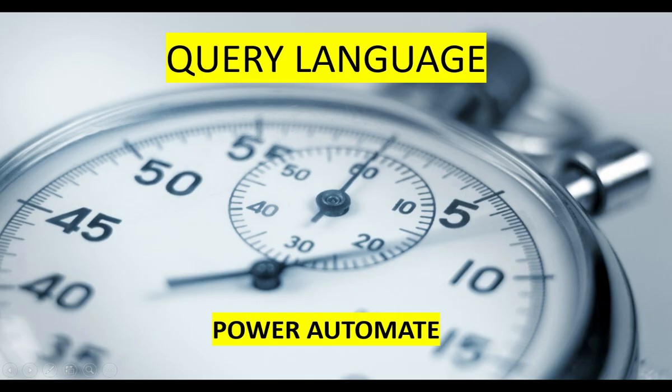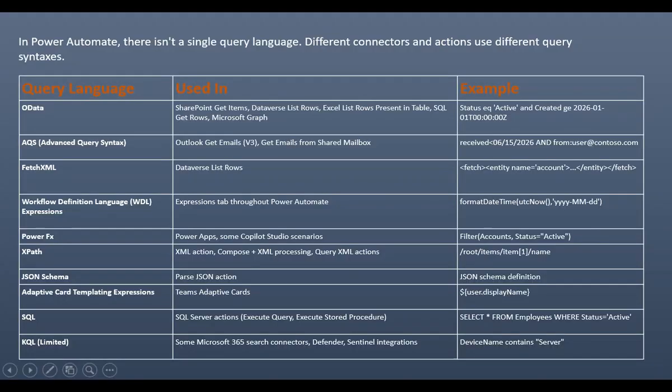Let's try to understand the different types of query languages in Power Automate. As you know, Power Automate has multiple languages. It is not limited to only one language because it is made up of so many different types of connectors, actions, and activities that you will easily get confused when working with Power Automate actions, whether it is cloud or desktop, right?